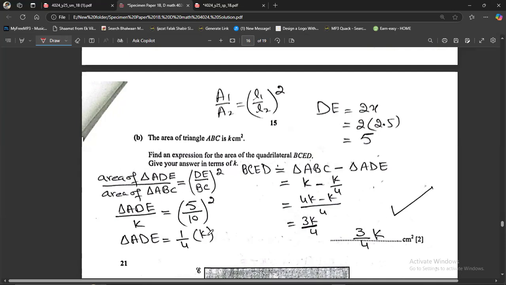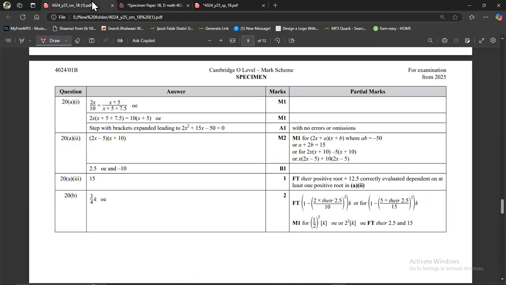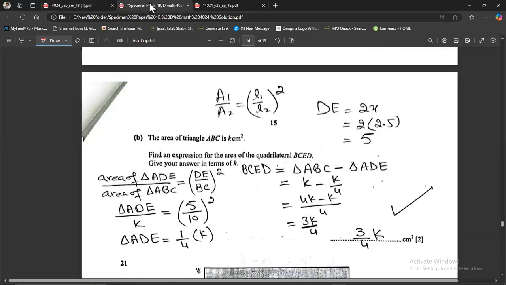So now the area of that quadrilateral will be the area of the triangle ABC minus the triangle ADE. So K minus K by 4. Take the LCM. So you will have 4K minus K divided by 4. So that's 3K by 4. So the area of that quadrilateral BCED will be 3K by 4. 3K by 4 is the right answer.